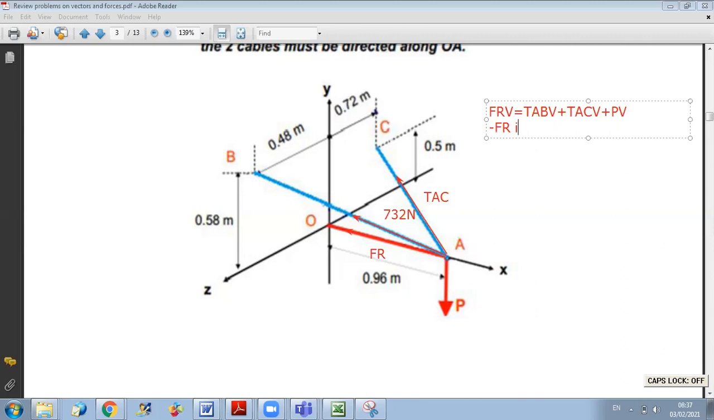So first I can replace vector FR by minus FR times the i vector, equals to, for TAB, how to express TAB as a vector? If I know the magnitude, what should I do? Magnitude multiplied by the unit vector. Very good. So it's the magnitude, which is 732, times the unit vector of AB. Concerning TAC, it's the same. But for TAC, I don't know the magnitude, so I will put it as unknown. So I will put plus TAC times the unit vector of AC.